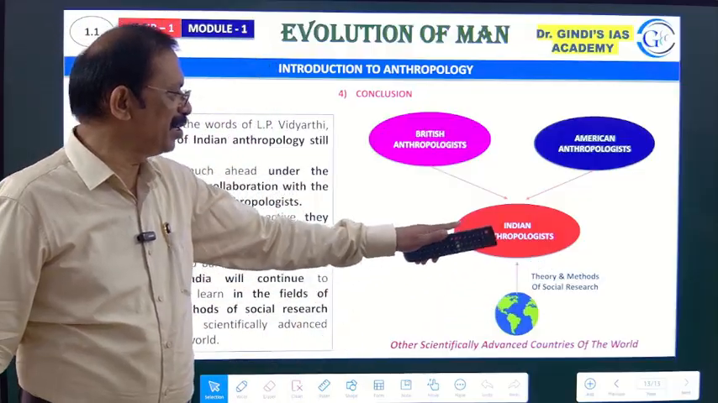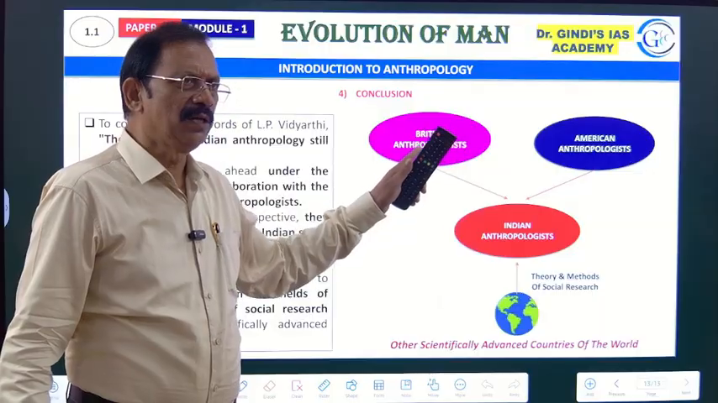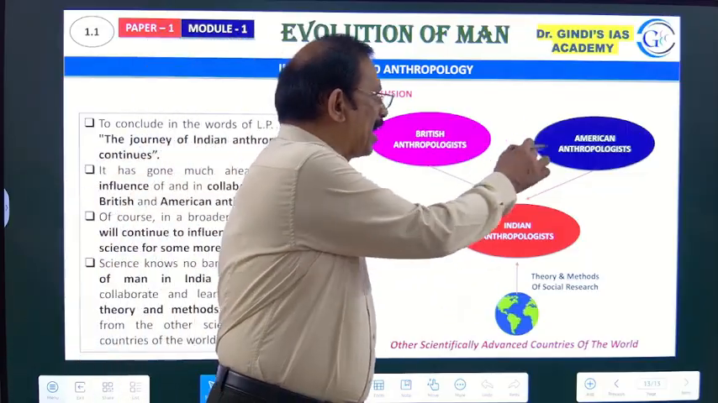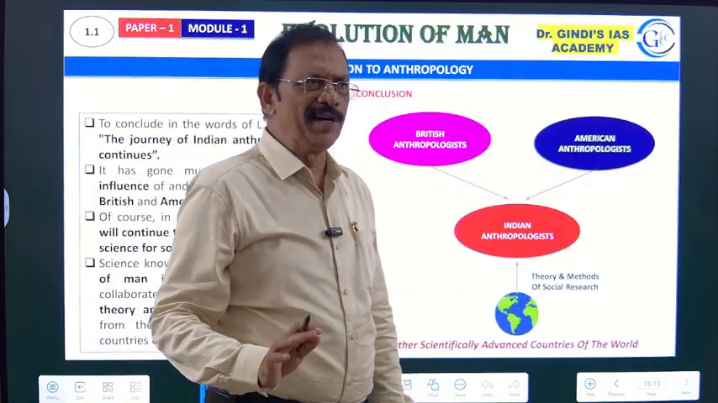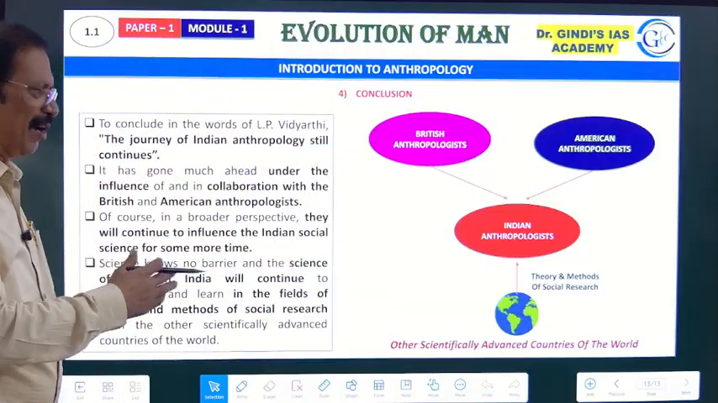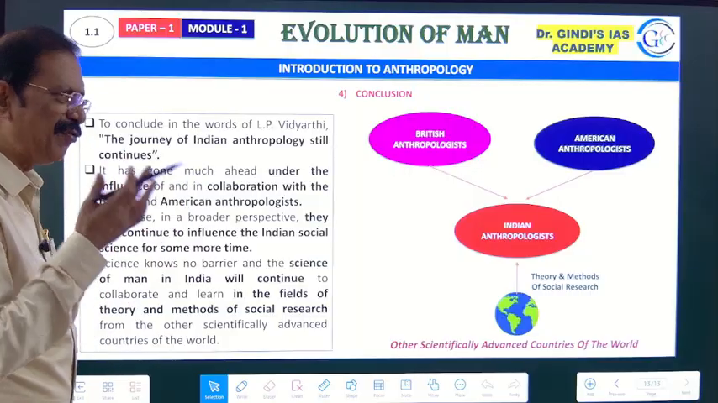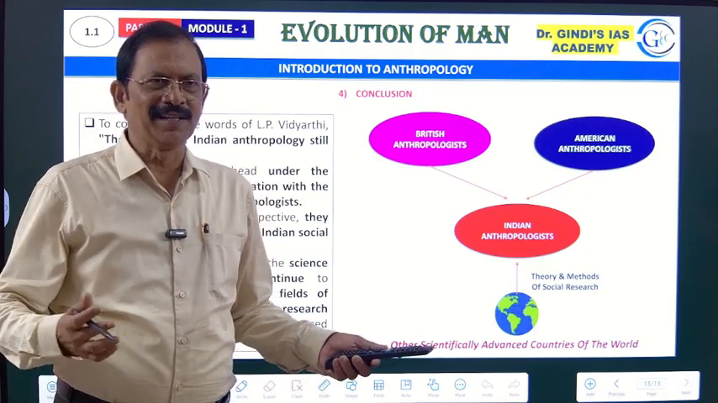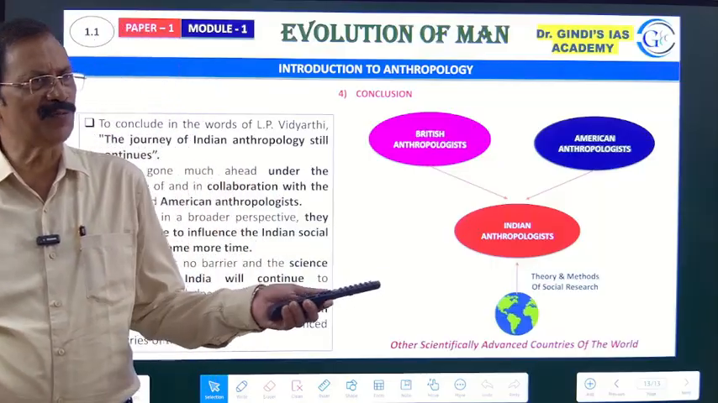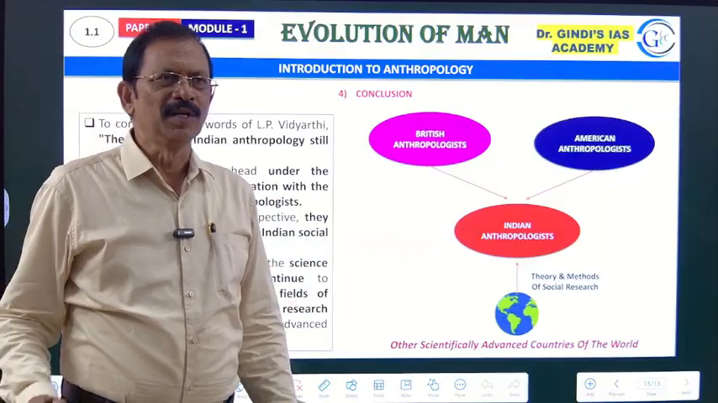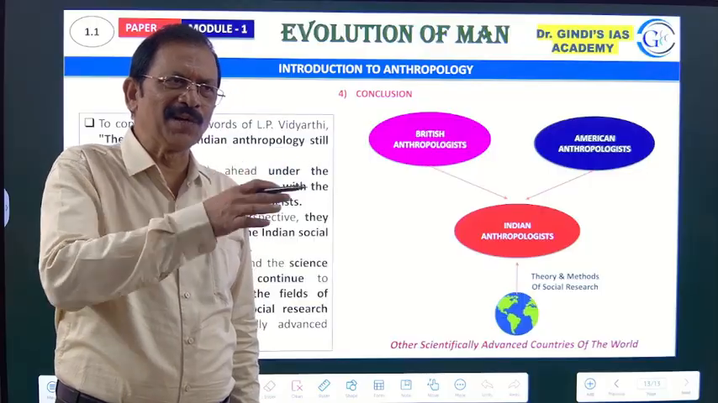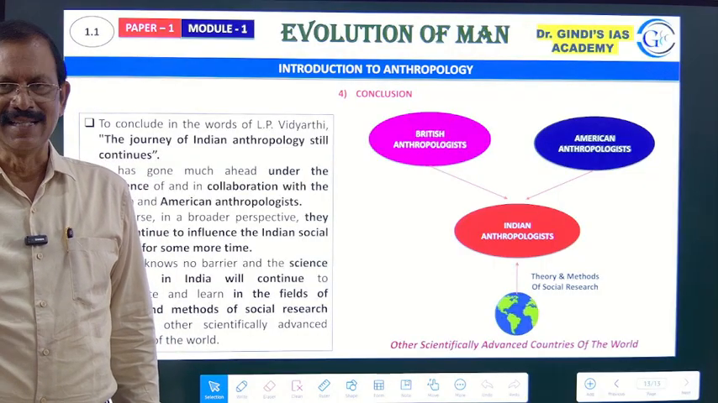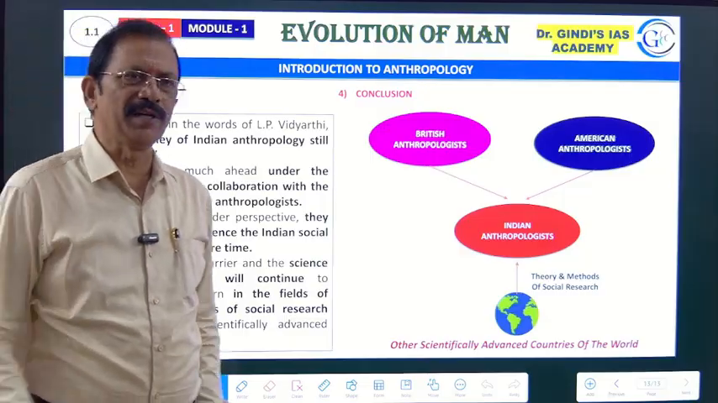So we are learning and collaborating with these scientifically advanced countries of the world. Previously Indian anthropology was influenced by British anthropologists for some time, and after that by American anthropologists for some time. Nowadays, with the advancement of scientific research in almost all the countries in the world, we are learning a lot. We are collaborating with more countries, more anthropologists, more people. That's why anthropology still goes on for the development and welfare of society. That is the main goal of research. Okay, anyway, thank you all.